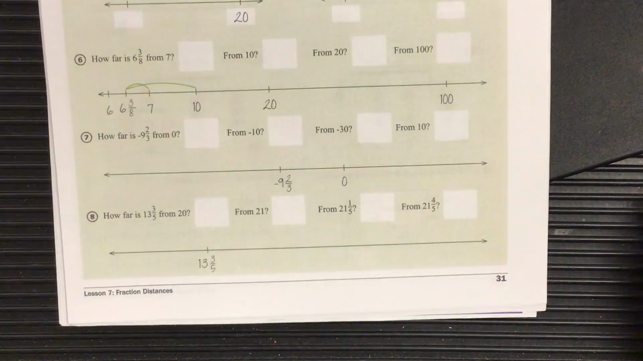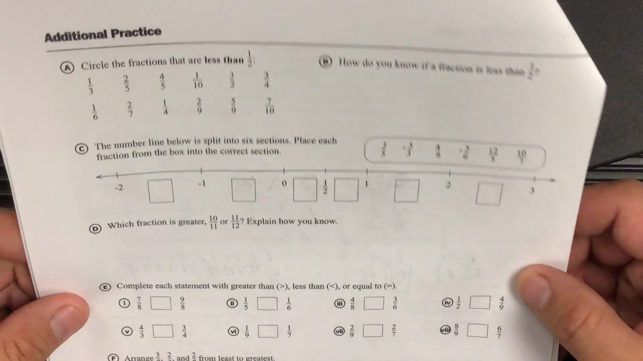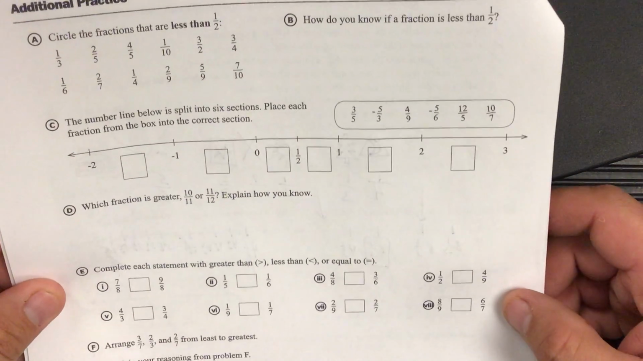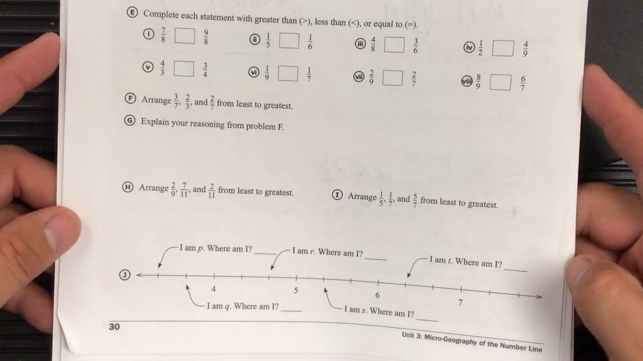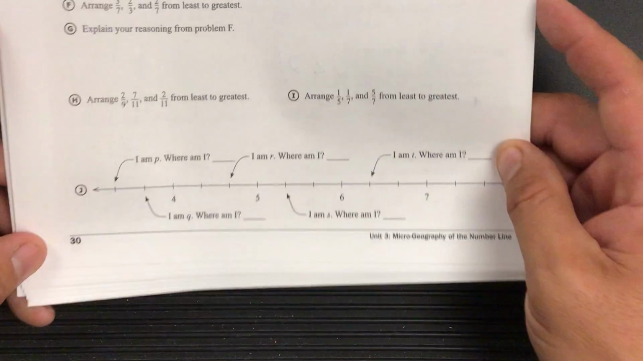All right, your homework starting on page 30. Pretty self-explanatory. You've done a lot of these questions already. Let's do one on J.